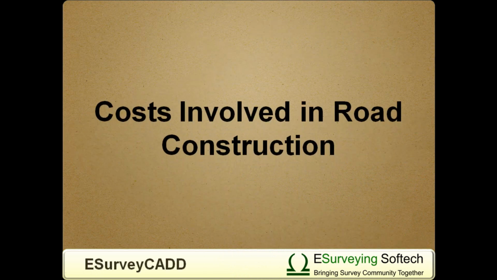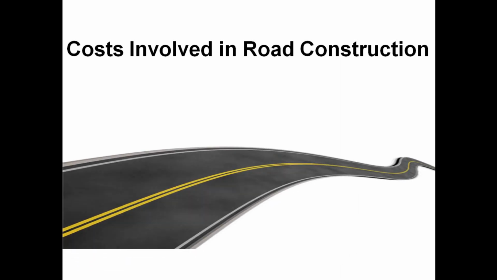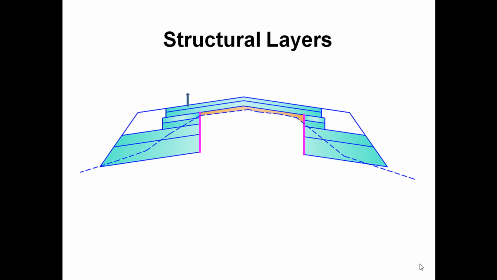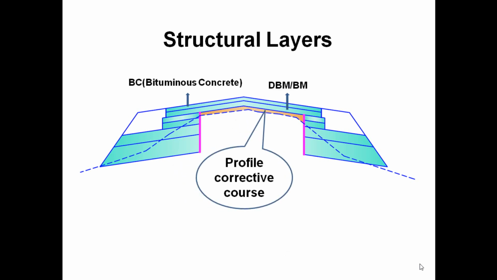Estimates until about 2013 were that the average cost of building 4-lane highways was rupees 4 to 4.5 crore per kilometer and 6-lane highways around rupees 7 crore per kilometer. It can also vary from place to place, as the availability of raw materials plays a major role in the cost of the project. In projects where strengthening and widening is proposed, the cost is also highly dependent on the profile corrective courses, especially if they involve structural layers like DBM, BM or BC.